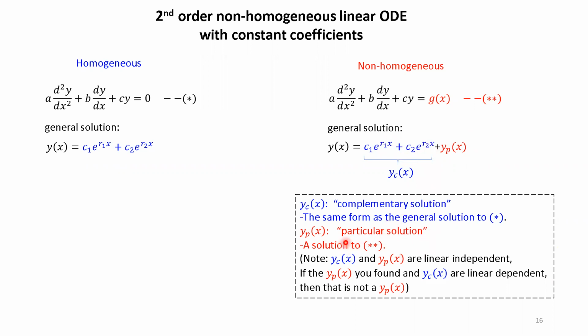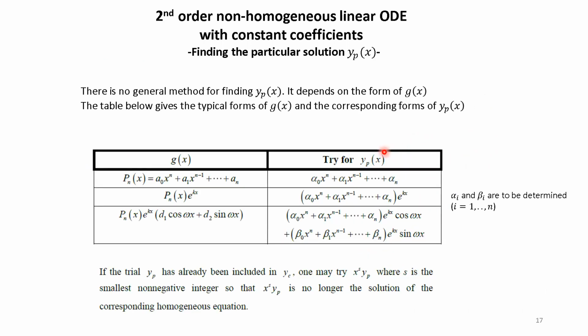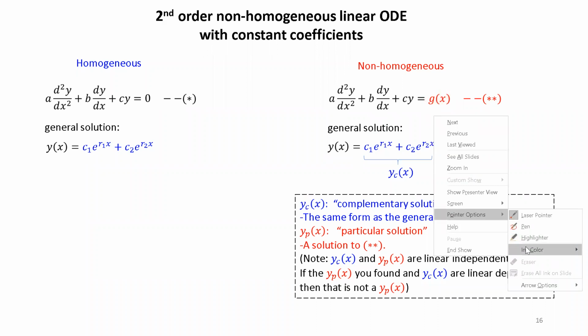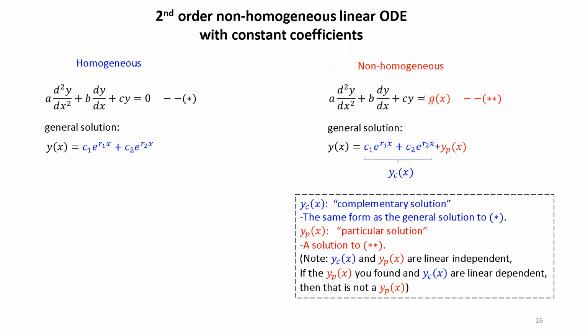So when you find this particular solution, make sure that it is linearly independent with this YC. So what this g(x) could be, it could be anything. Whether we can solve it really depends on what g(x) we have on the right hand side. If it is too complicated, we might not be able to solve it. So what is the strategy? It really depends on what you put on the right hand side.